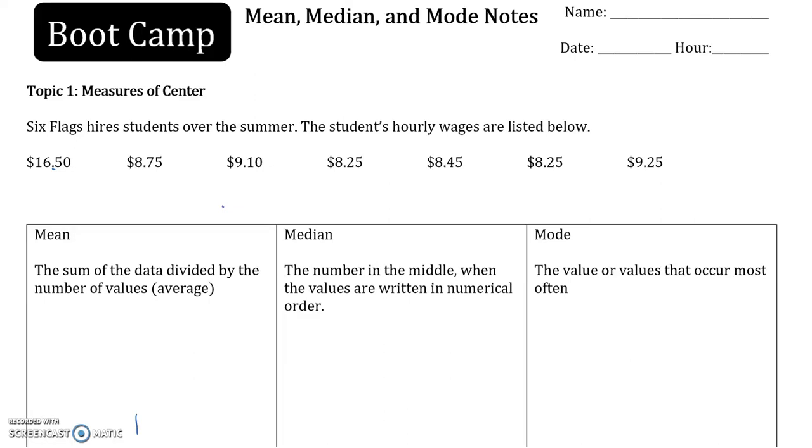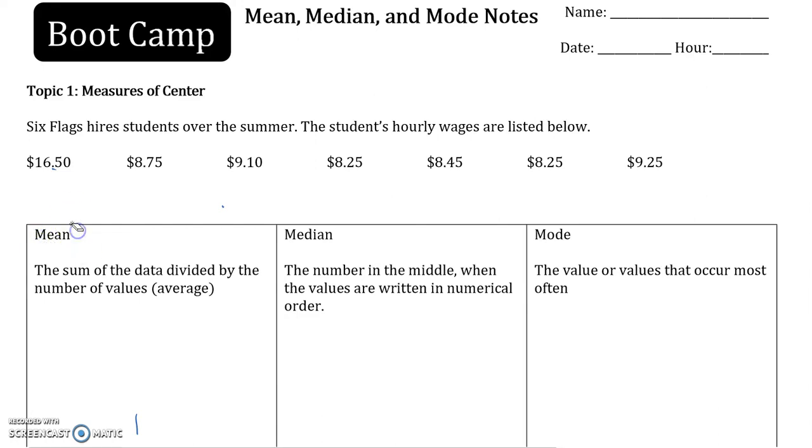Today we are studying mean, median, and mode. First thing we are going to talk about is the mean, median, mode, which would be considered to be the measures of center. So, we have an example here about Six Flags. They hire people over the summer. The students' hourly wages are listed below, and we're going to calculate mean, median, and mode. Let's review the definitions as we go.